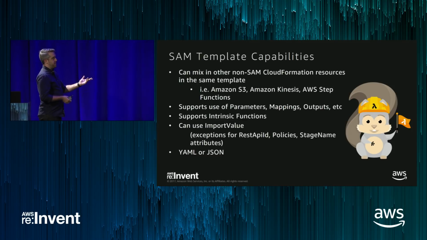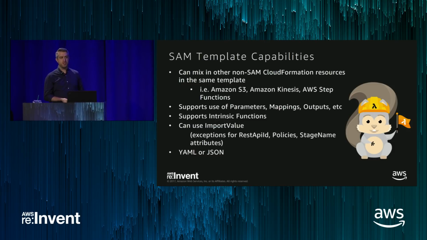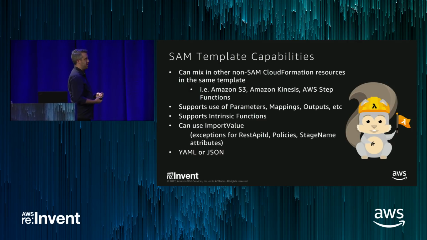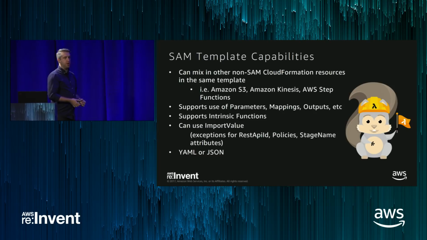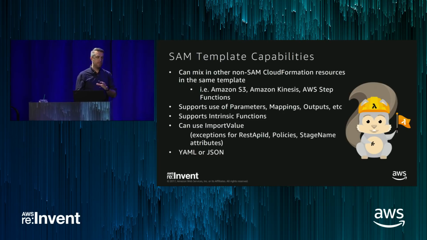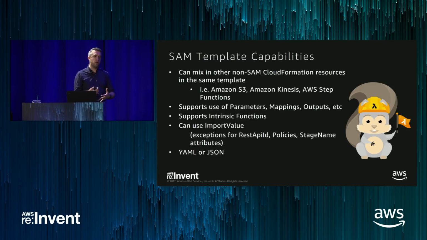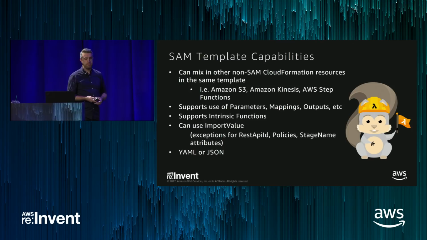So again, SAM templates have a number of capabilities. I had mentioned you could also mix in basically any other sort of CloudFormation resource that you want. The 3 types that are special in SAM are function, API, and simple table, or DynamoDB tables. But pretty much anything else that you might want to have as part of a serverless application can be modeled inside of SAM templates. You can also use things like parameters and mappings, outputs, the intrinsic functions, basically all the core concepts that you need as part of a CloudFormation template.